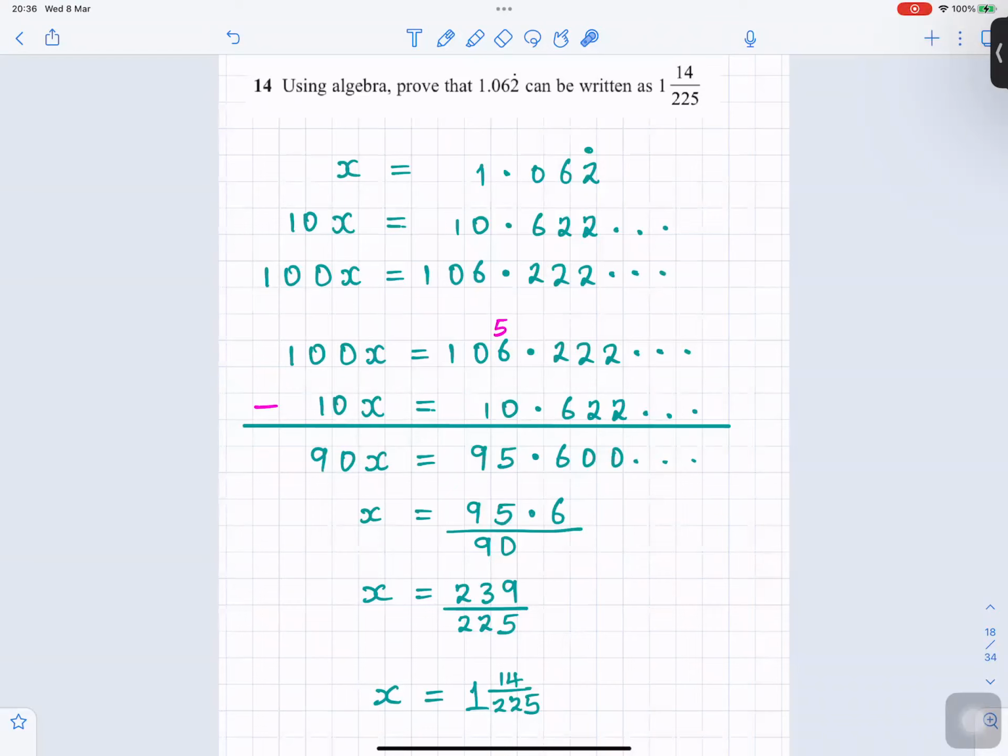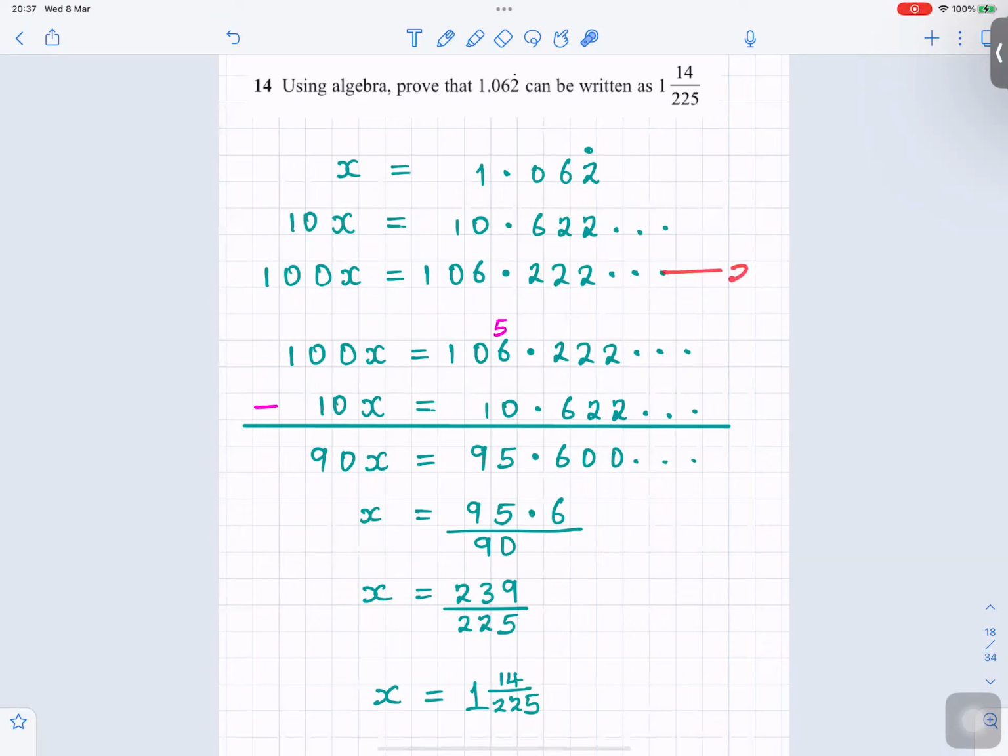Question number 14. Use algebra. Prove that 1.062 with the 2 recurring can be written as 1 and 14 over 225. So we start by writing let x be 1.062 with the 2 recurring. We multiply by 10. 10 times x gives you 10.622, with the 2 recurring. You multiply by 100, and 100x is 106.222 recurring. Now we subtract.